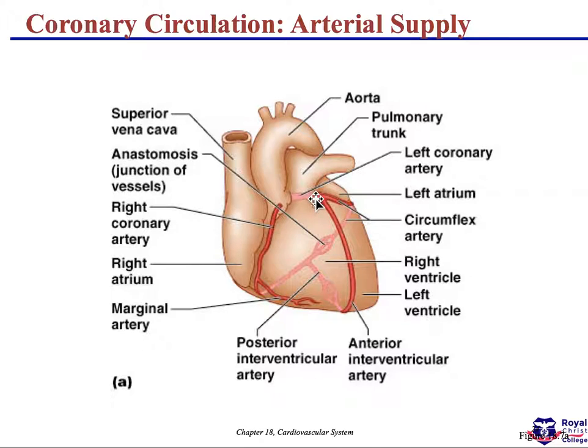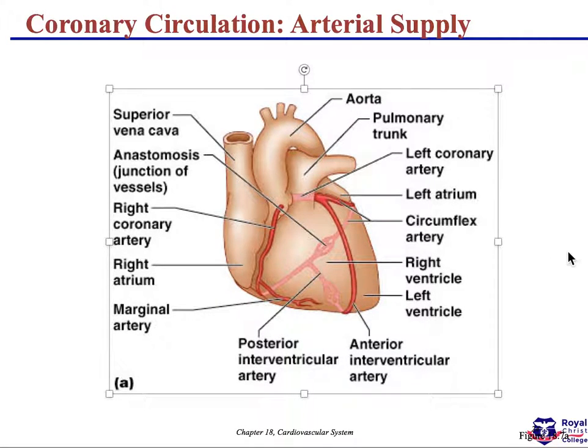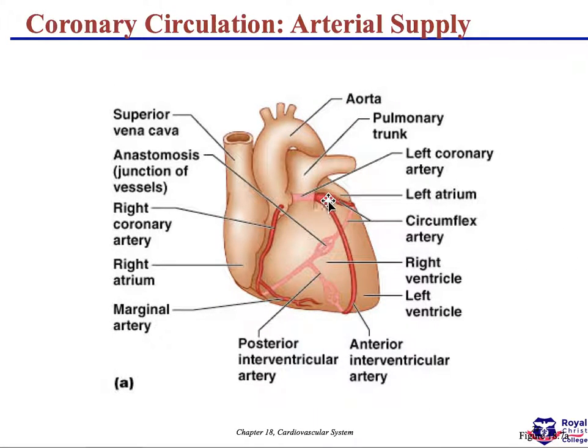The left coronary artery then branches off, so you can always start at the left coronary artery, and then you can branch off to the left circumflex artery over here. Then you've got the main one, which is known as the anterior interventricular artery, which is pretty much the main one you need to know, right?